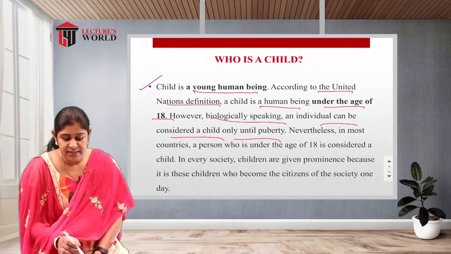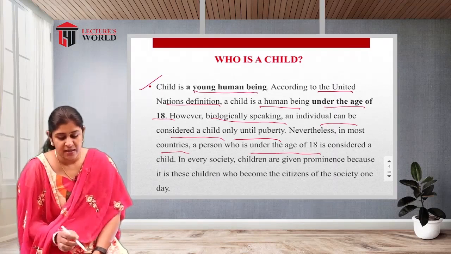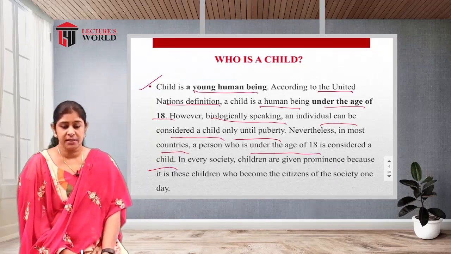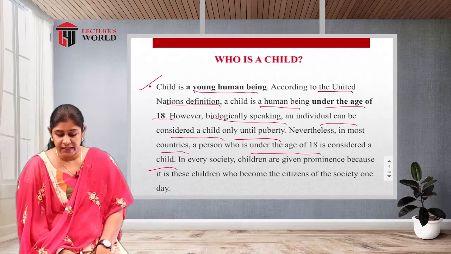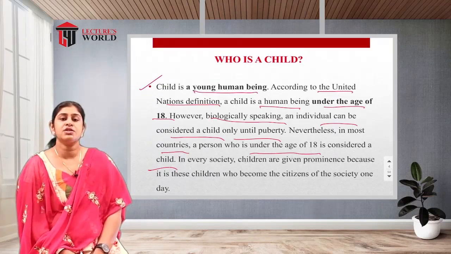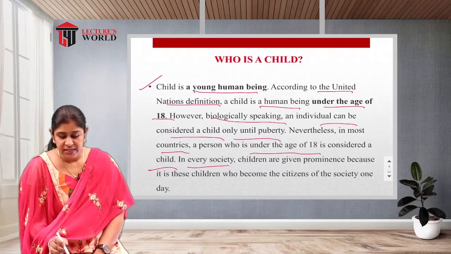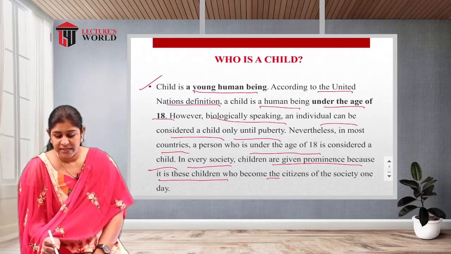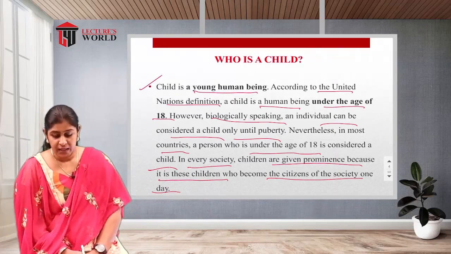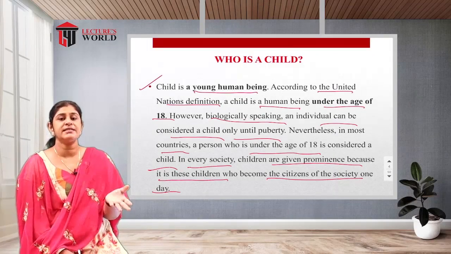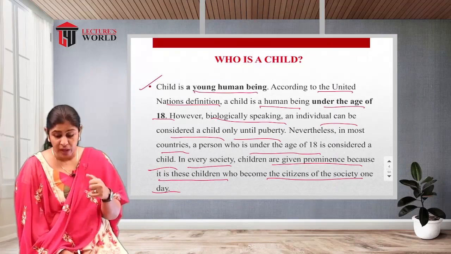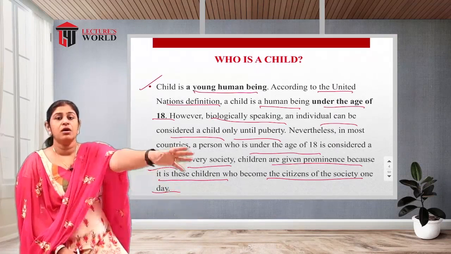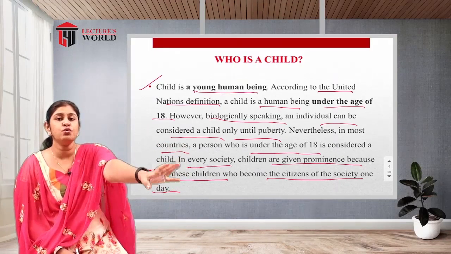Nevertheless, in most countries, a person who is under the age of 18 is considered a child. In every society, children are given prominence because it is these children who become the citizens of the society one day. Yes, and in almost every state they give prominence to children. Why? Because these children are going to become our next generation, the future of our country.